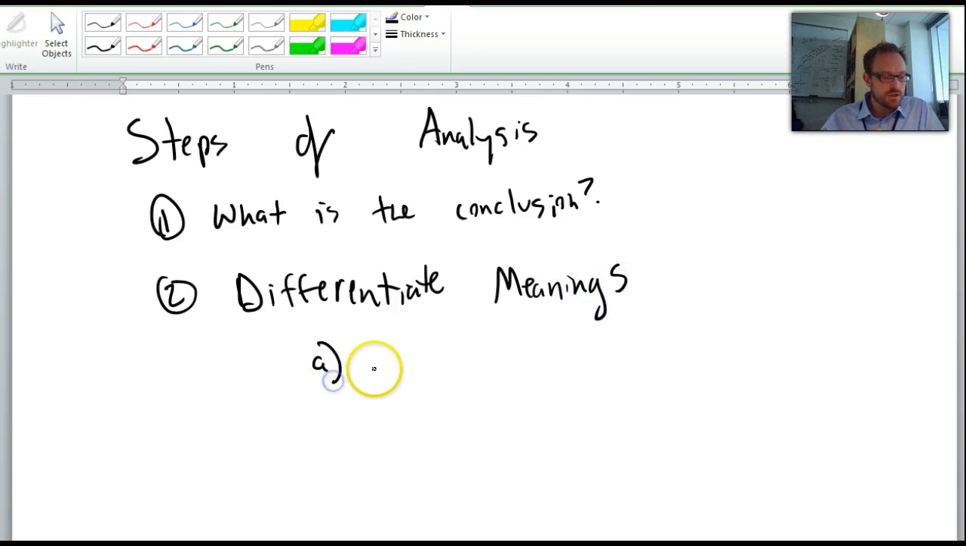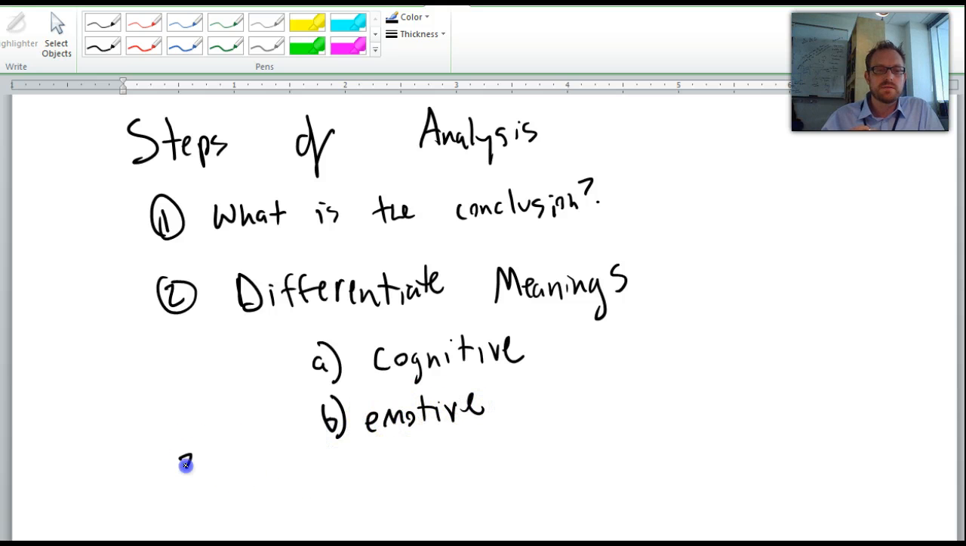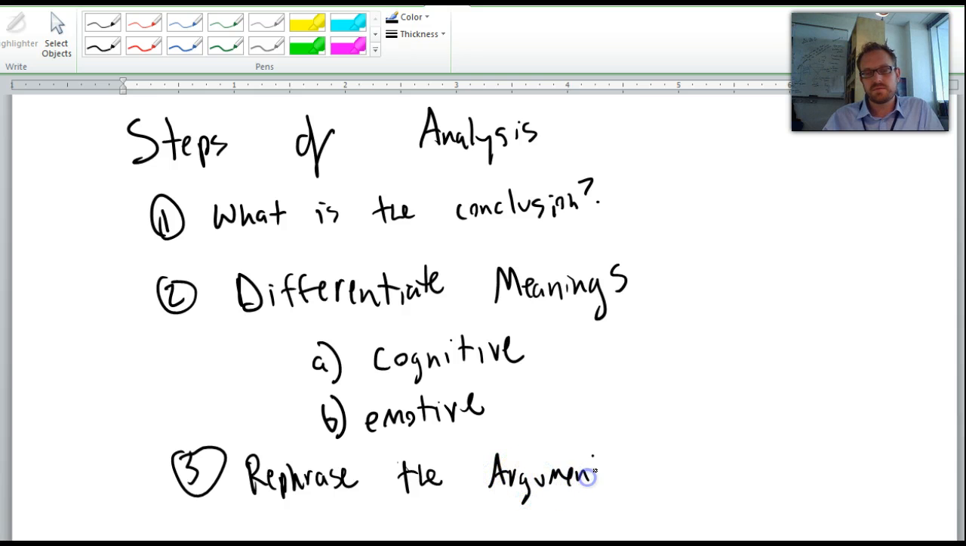And so you want to isolate what the cognitive meaning is, as well as what the emotive meaning is. And number 3 is next, you want to rephrase the argument using only the cognitive language. I'll just put it as cognitive for you. Sorry, my handwriting, it's hard to write on this.